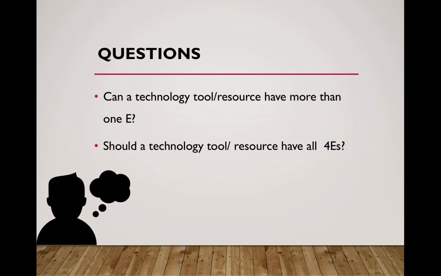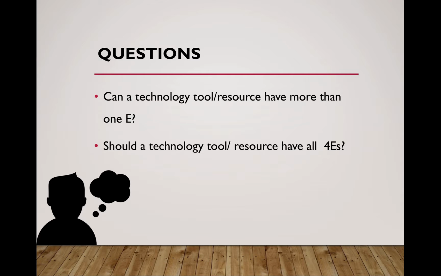So some big picture questions to think about, and these will be addressed in your class prep as well to sort of expand on this discussion. Can a technology tool or resource have more than one of those E's? Can something be effective and efficient? Can it be enhancing and engaging? And the answer to that is absolutely yes. A technology tool can meet all of the E's. Maybe it just does one of them really well. But there's definitely no limit to, you're not saying like this tool is only effective, this one is only efficient.